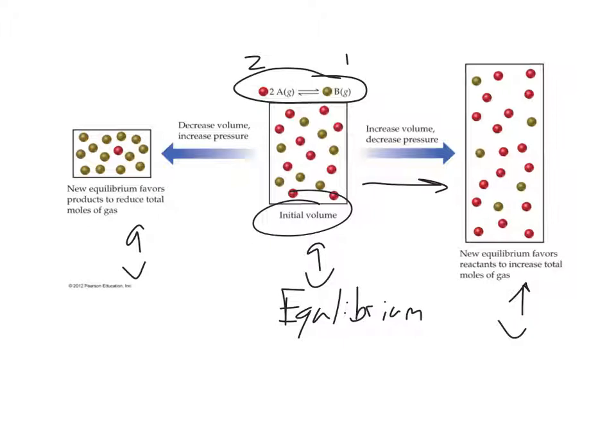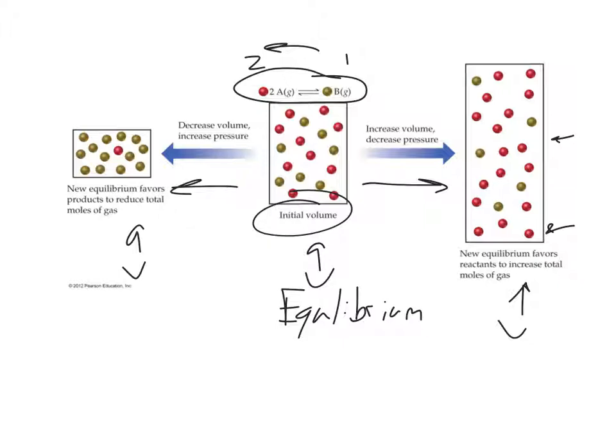Now in these 2 examples that I've shown you, the more moles of gas is the reactant side. It's not always going to be the reactant side. It's going to be the side where there are more moles of gas compared to the other. So we've got 2 to 1, which is why you'll see lots of red dots or A's. A increases and B decreases.